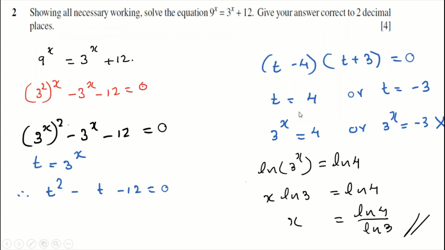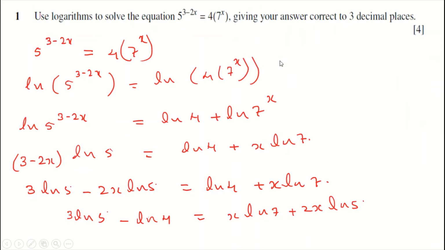Now we can't have the final answer in terms of t. We have to get rid of t, and t is actually 3 to the power x. 3 to the power x is equal to 4 or 3 to the power x is equal to minus 3. So 3 to the power x equals minus 3 will never give you an answer, because 3 is a positive number. When you raise a positive number to any power, it will never give you a minus value. So that means there will not be such x. So this is discarded, and we will proceed with 3 to the power x equals 4.